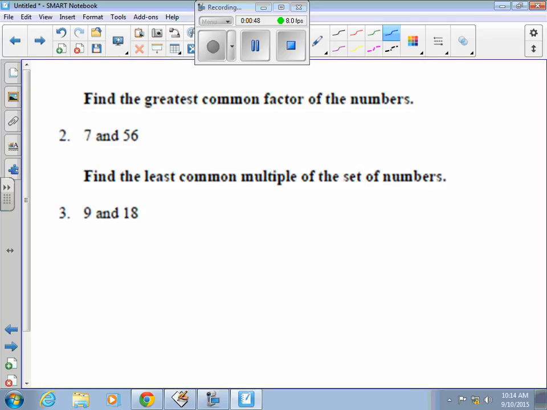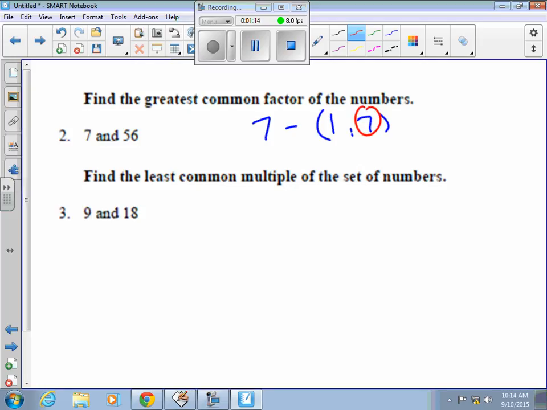Number 2, greatest common factor. Number 3, least common multiple. Greatest common factor is the number that goes into something. The factors of 7 are simply 1 and 7. That's the only numbers that you can multiply by and get the number 7. There's more factors of the number 56, but you don't have to check those. All you have to do is check, does 1 go into everything, so you're not going to talk about that being the greatest common factor.